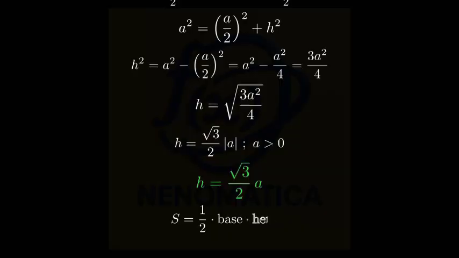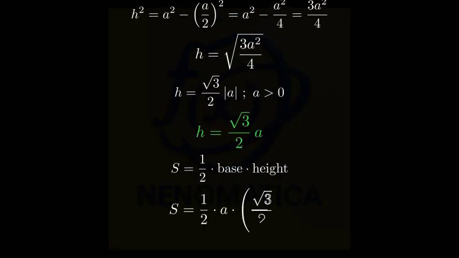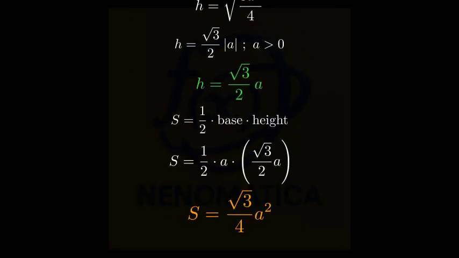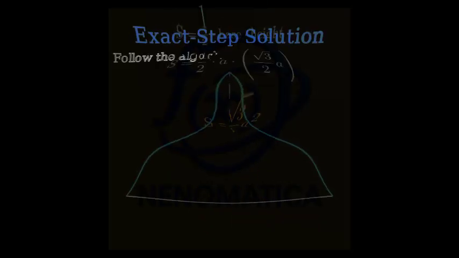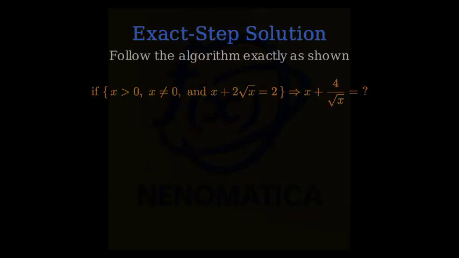Now compute the area. Area equals 1/2 times base times height. Substituting the base a and the height square root 3 over 2 times a gives the final area. In this video, we will follow the exact step order shown to evaluate the expression x plus 4 over square root of x, given that x is positive and that x plus 2 times the square root of x equals 2. We'll mirror the written algorithm line by line.